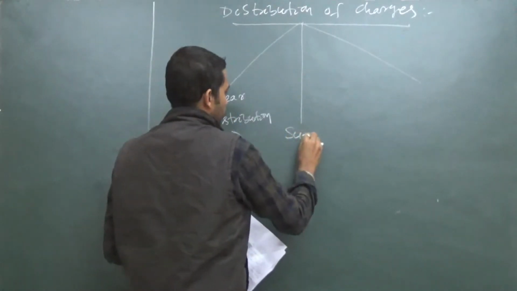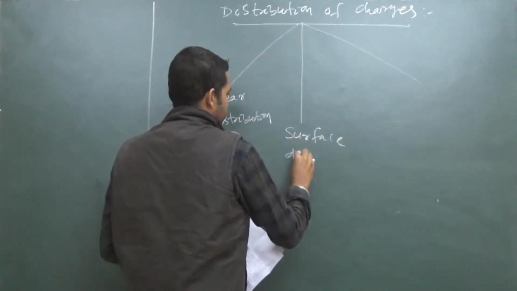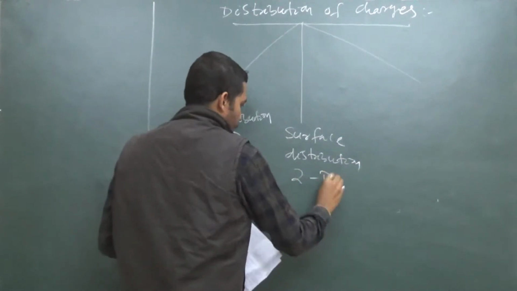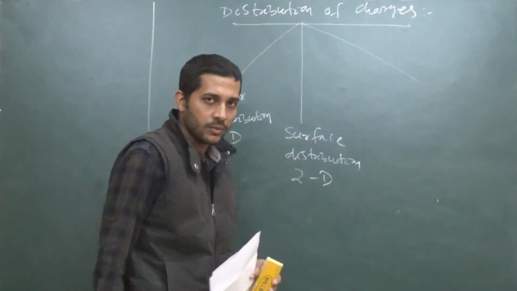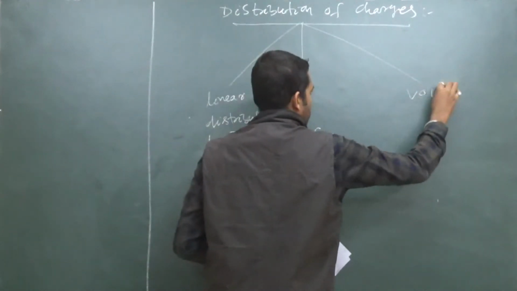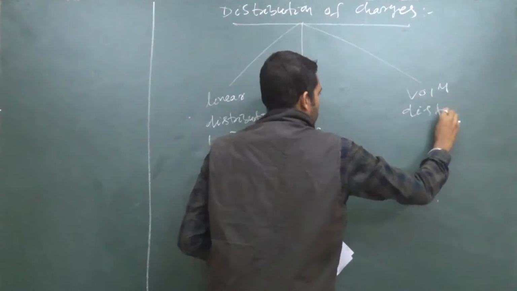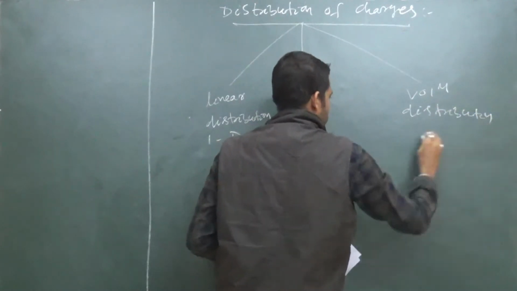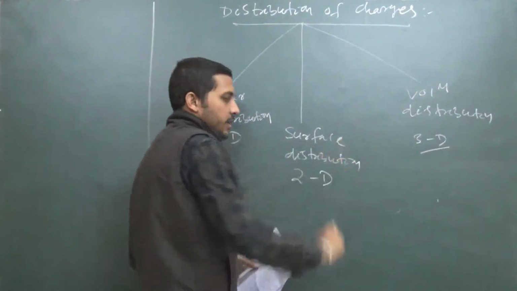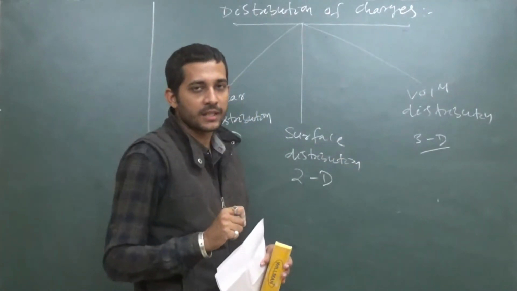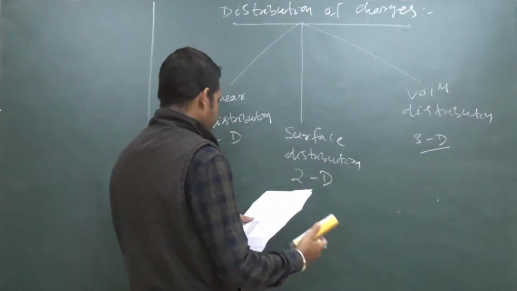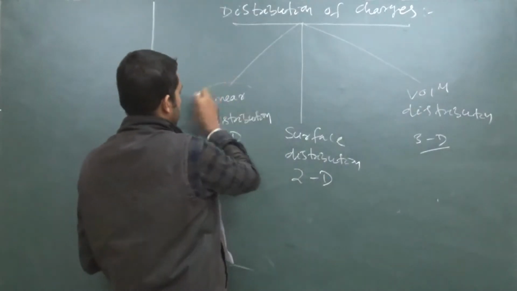Then next is called surface distribution. That means we take a two-dimensional surface containing xy, yz or zx, any two coordinates of the system. Another is volume distribution. That means the structure must be three-dimensional. When we talk about these three, we will study the expression of the electric field and what shape of electric field we are going to get. So beginning with, we will discuss this one.